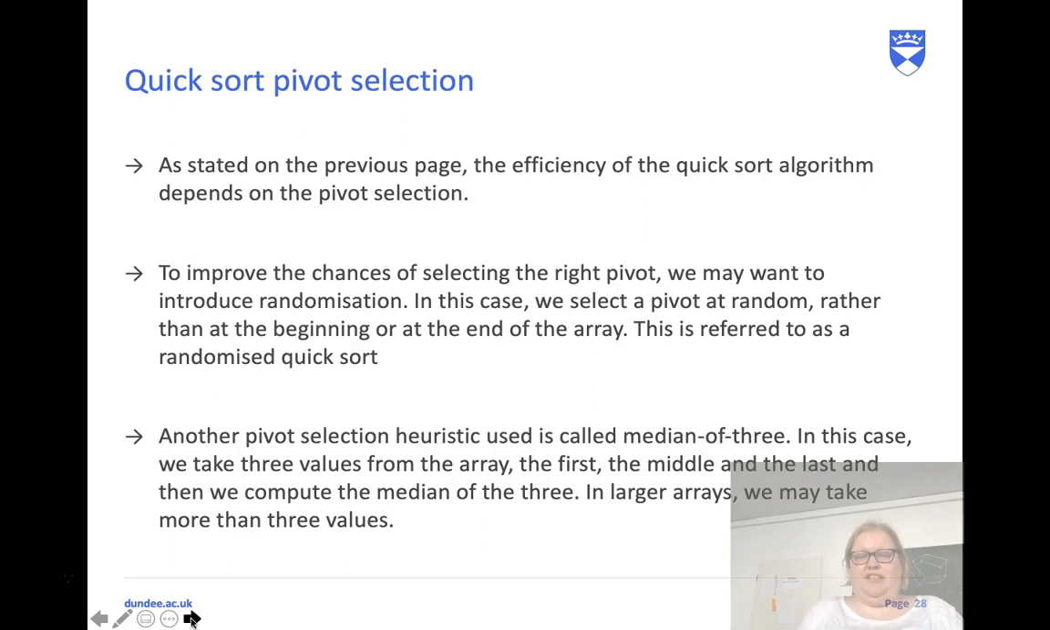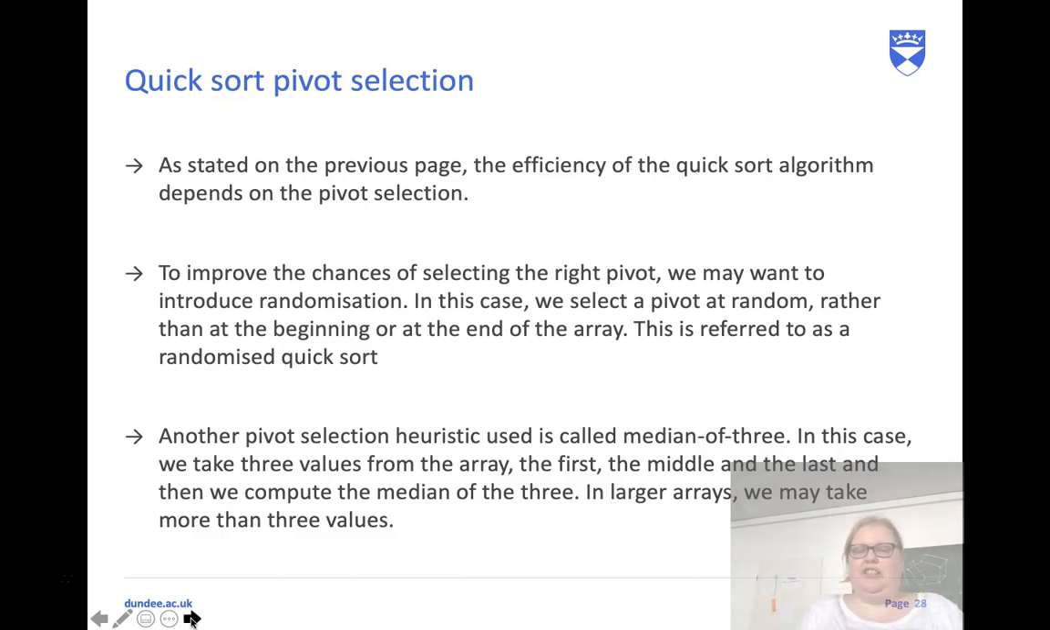So, as stated in the previous page, the efficiency of the Quicksort algorithm depends on the pivot selection. To improve the chance of selecting the right pivot, we may want to introduce some randomization. So we might want to take a pivot at random rather than at the beginning or the end of the array, and that is often referred to as a randomized Quicksort. Another pivot selection heuristic, and remember, heuristics are only rules of thumb. They work some of the time, they don't work the rest of the time, is called the median of 3.